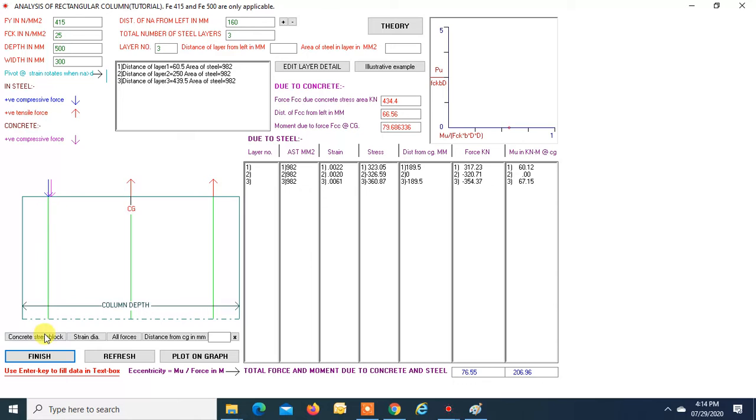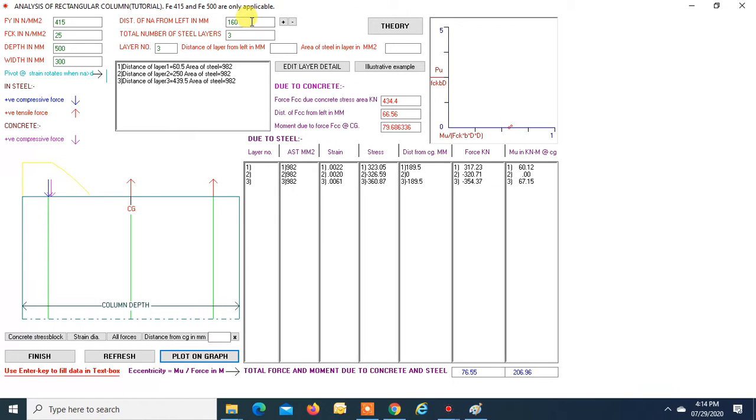Now we can see our complete design stress-strain diagram. This is the force due to this steel. This is the force due to the complete design stress diagram, FTC, and these are the forces due to steel layers, right? So over here we get Pu equal to 76.55, and over here we get 206.96. That is your Mu. Let us plot it on the graph. So this is the second one, right?